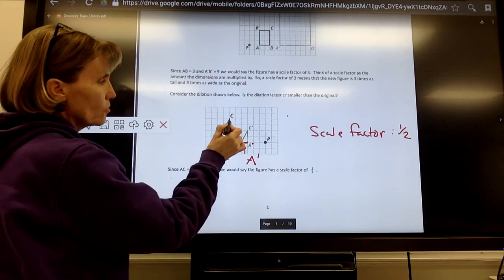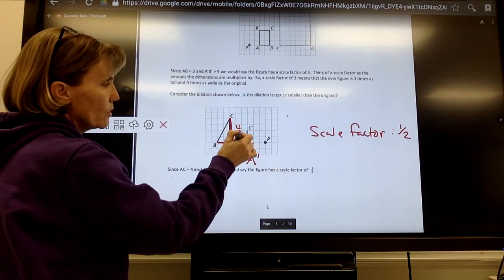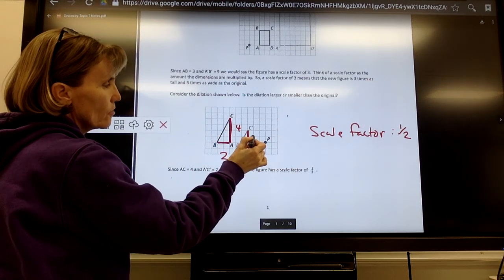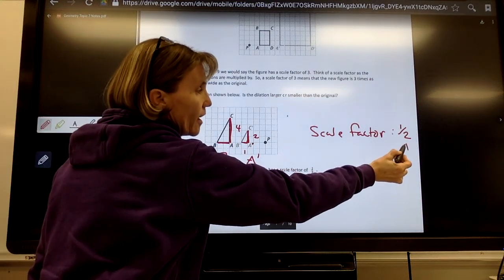And I'm going to check another dimension here. So I've got the side from A to C is 4 units. So if I go to the dilated figure, that's only 2 units. And again, it was cut in half. That means the scale factor is 1/2.